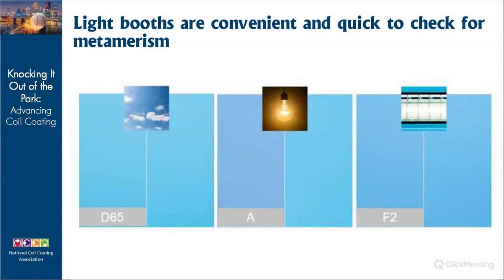Light booths are also a convenient way to check for metamerism. So metamerism is simply something matches under one light source and it doesn't match on another. So in this particular case, it's matching under D65, but under incandescent, it doesn't match. And under F2, it kind of looks like it flips a little bit the other way.